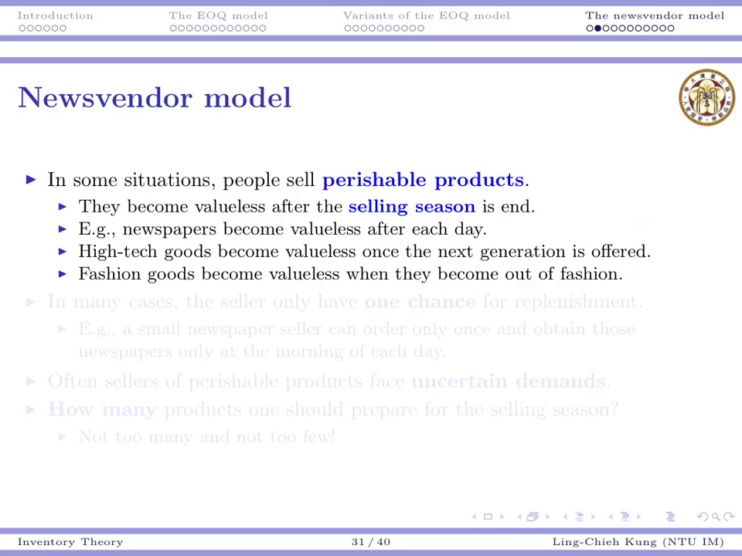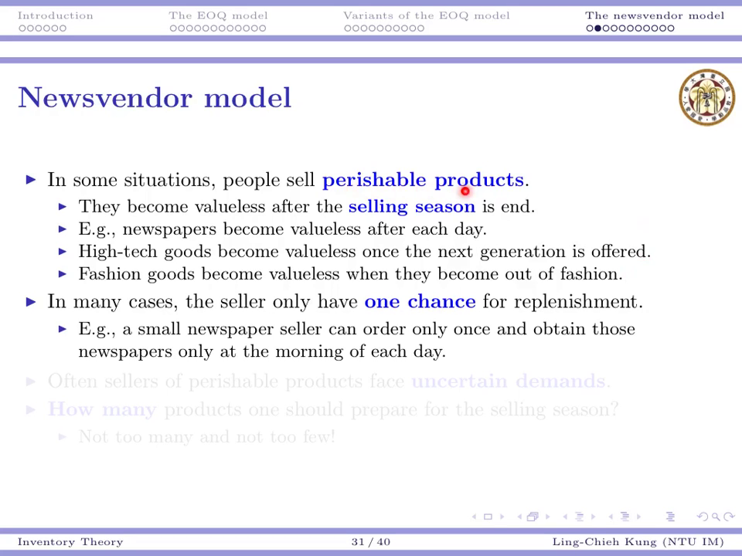So for example, Coke. Coke is not a perishable product because if you do not sell a glass of Coke today, then you can still sell it tomorrow. That's something that is possible. Or for example, house. House is generally not a perishable product, or land. They are durable goods instead of perishable products.